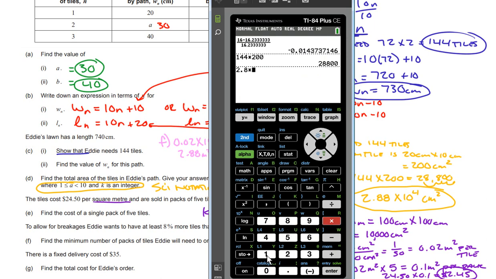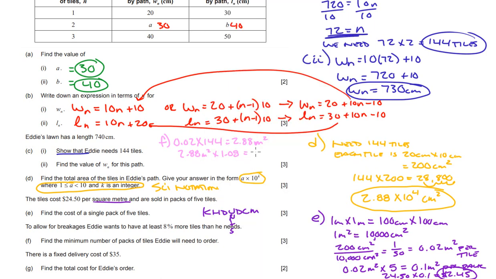2.88 times 1.08, oops, missed an 8 in there. Second try, give us another 8. And then we push enter, we get 3.1104. 3.1104 square meters of tile. That's what we need. Okay, so then what we got to do is we got to take our 3.1104.